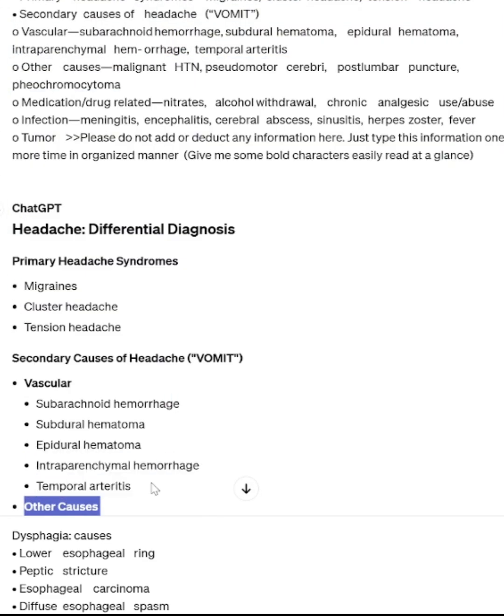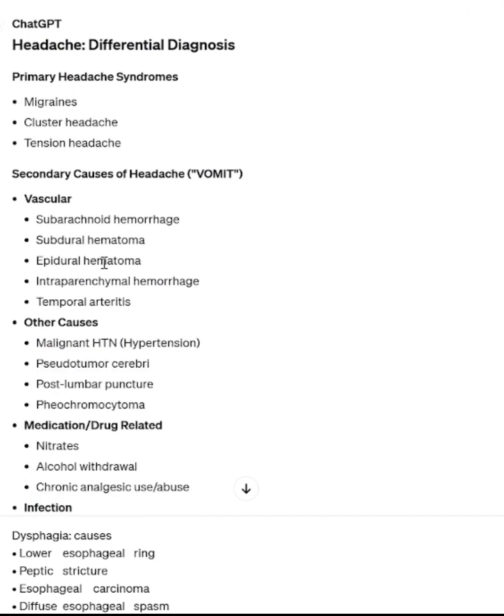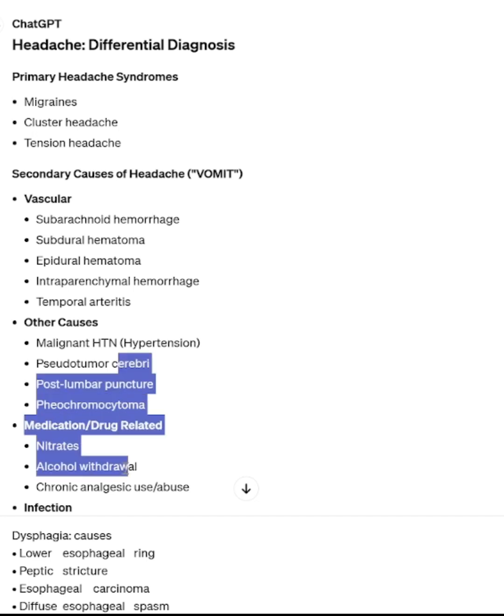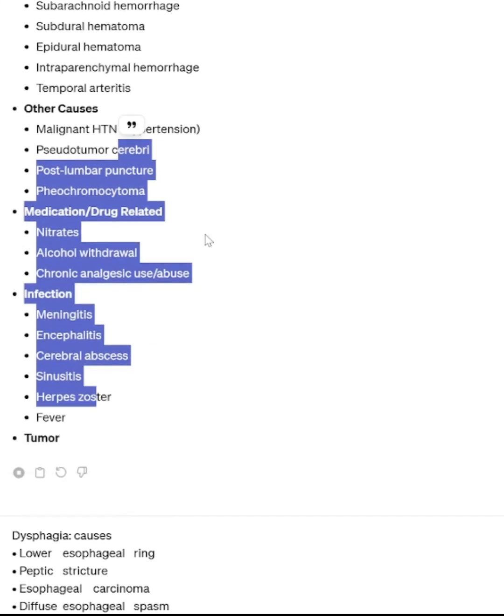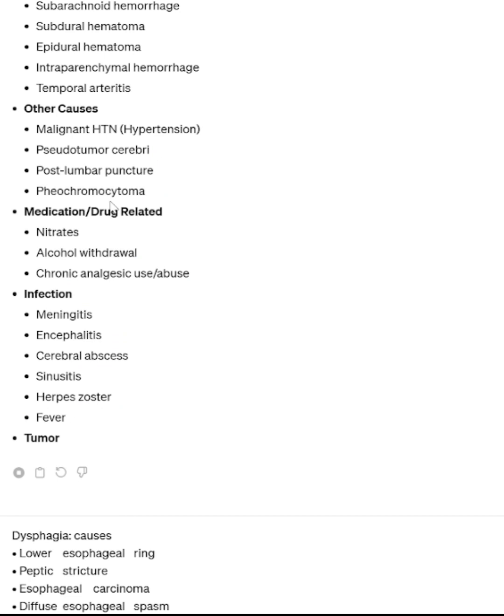Headache, differential diagnosis. Primary headache syndromes: migraines, cluster headache, tension headache. Secondary causes of headache: vascular, subarachnoid hemorrhage, subdural hematoma, epidural hematoma, intraparenchymal hemorrhage, temporal arteritis. Other causes: malignant hypertension, pseudotumor cerebri, post-lumbar puncture, pheochromocytoma. Medication and drug-related: nitrates, alcohol withdrawal, chronic analgesic use or abuse. Infection: meningitis, encephalitis, cerebral abscess, sinusitis, herpes zoster, fever, tumor.